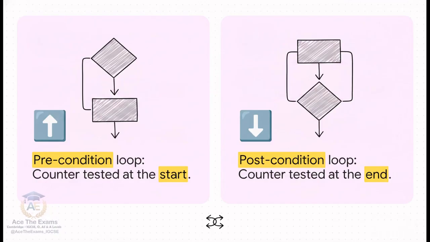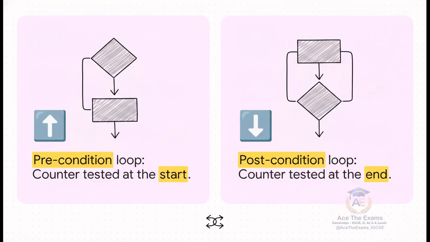First, we have a precondition loop. Here, the counter is tested right at the start of the loop. If the condition isn't met, the loop might never execute, not even once. Then we have the post-condition loop. The counter is tested at the very end, meaning the code inside the loop will always run at least once, no matter what. Imagine you're processing an array called student 0 to 19.